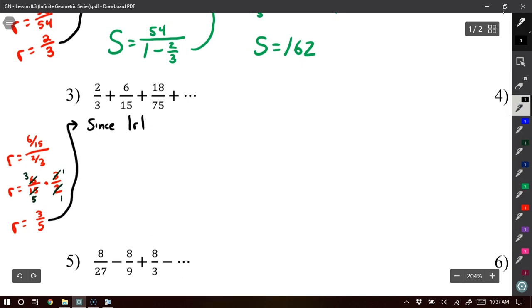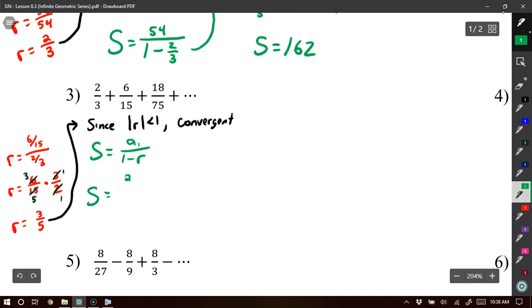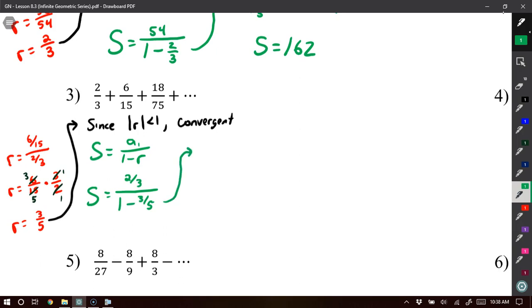In this case, since 3/5, the absolute value of that number is less than 1. This is a convergent series. We have the ability to find the sum. We can take a1 and divide by the quantity 1 minus r. So I can take 2/3 and I can divide by 1 minus 3/5. And so in that case, I am going to have 2/3 over, let's see, 1 minus 3/5 is 2/5.